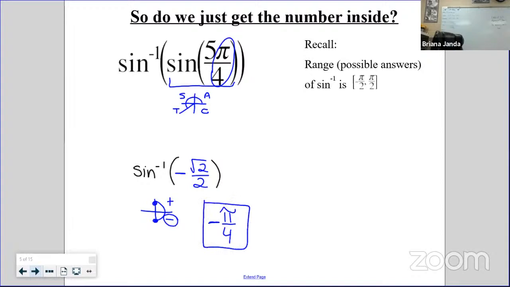So there's an example: because 5 pi over 4 is not in the range from negative pi over 2 to pi over 2, it is not a straightforward undoing of each, and that's not my answer. It's a similar answer, but not the same. Questions?